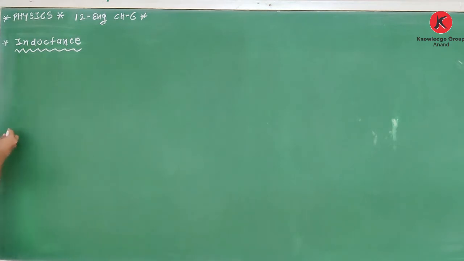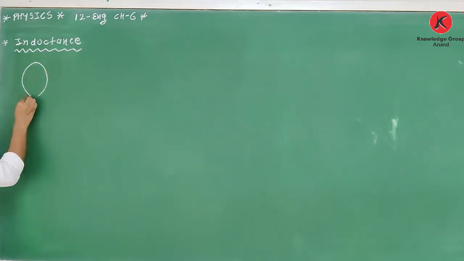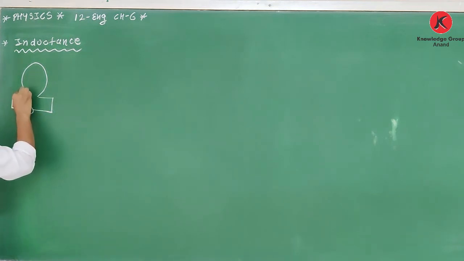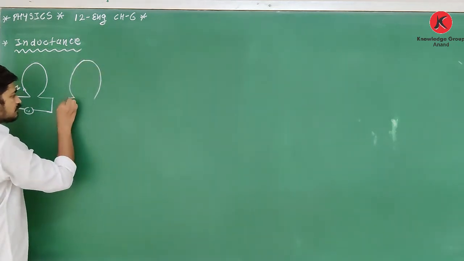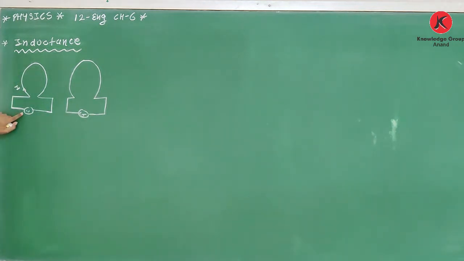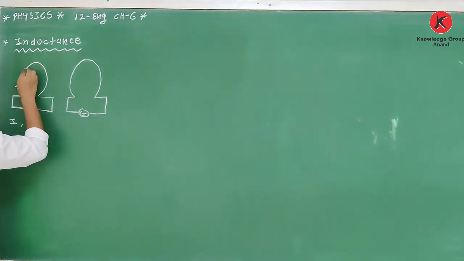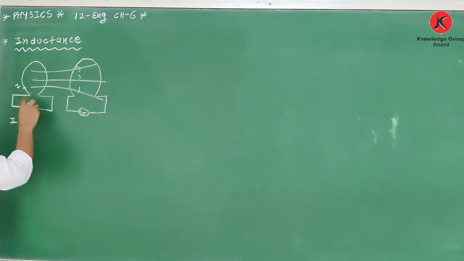See, if I have one coil which is connected with an AC source, for example, current is flowing in this coil. If we have another coil which is connected with a galvanometer, then as it is AC current, the value of current changes, so the magnetic field produced by this coil changes. This magnetic field is linked with this coil, yes or no?